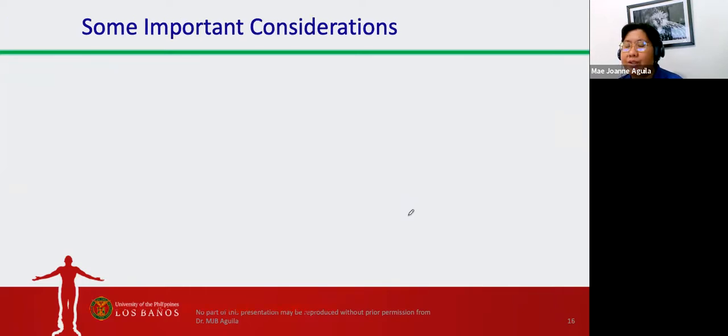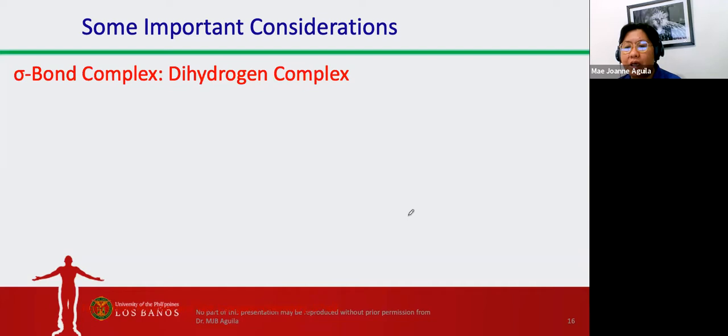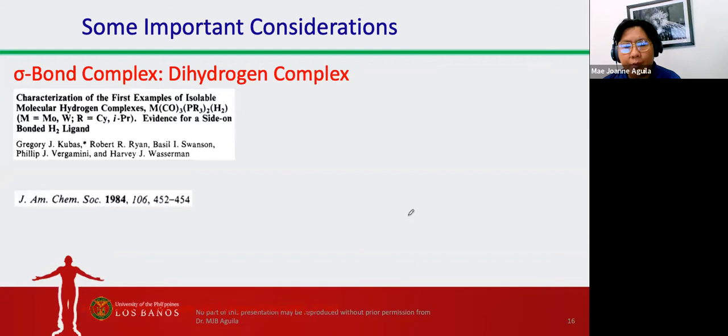Another type of interaction, which is particular for dihydrogen, H2, is the formation of the sigma complex. So the group of Kubas, they are the ones who first isolated these molecular hydrogen complexes. This is quite similar to what I've shown you in the previous slide, but in this case, we have dihydrogen.